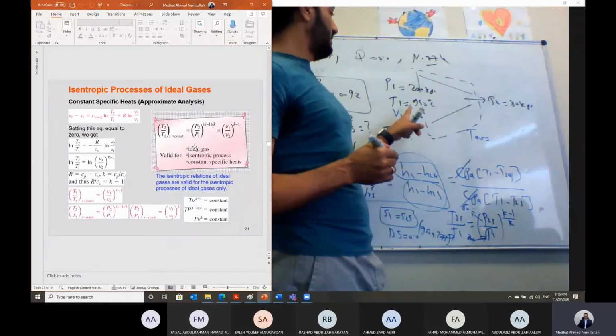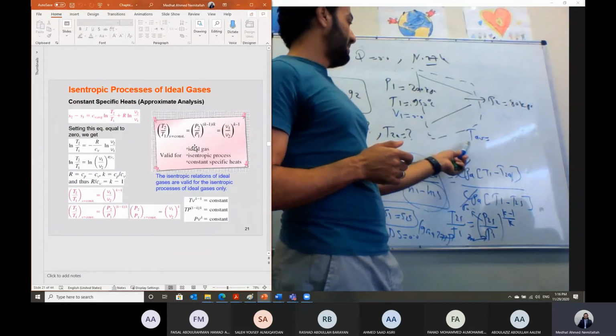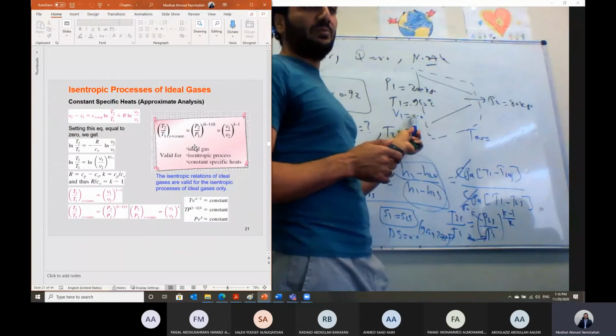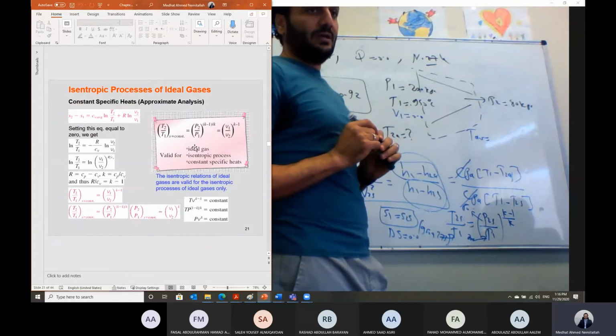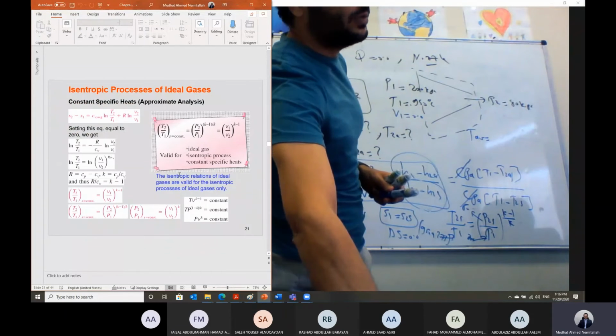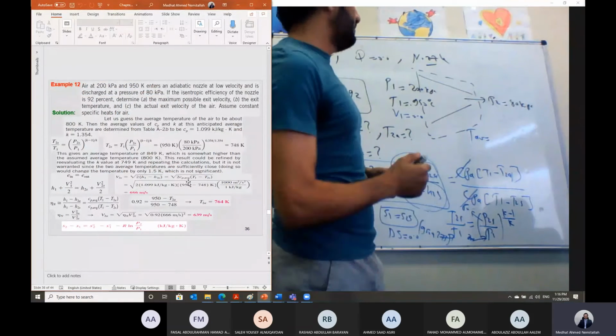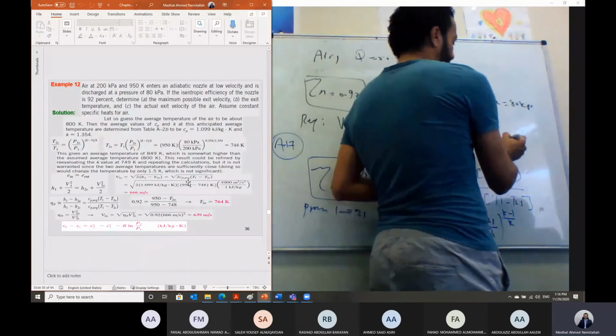But actually we have the inlet temperature and we don't have the outlet. If it is in your exam, I will just tell you to use the inlet temperature as the average temperature. So the inlet temperature is 950. In the solution of this problem, we just assume here that the average temperature is equal to 800.